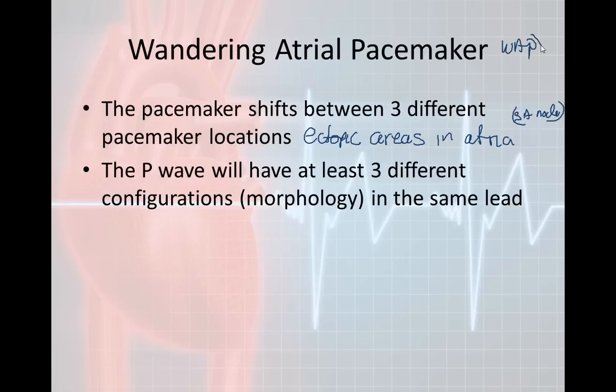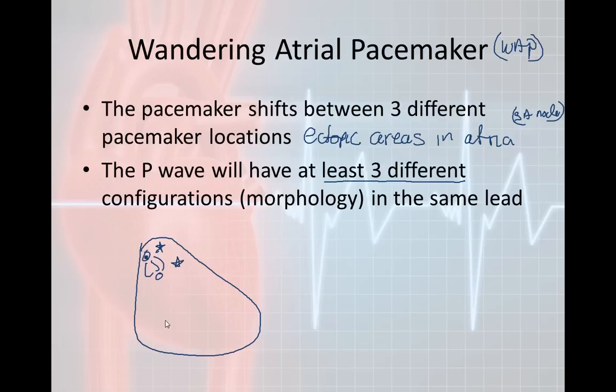What's interesting about this wandering atrial pacer, sometimes abbreviated as WAP, you might see that, is that the P wave will have at least three different morphologies. So you can imagine if you have your heart and you have your SA node up here, you have your internodal pathways and your AV node. If this is one focus that's beating and there's another ectopic focus over here and another ectopic focus over here, you're going to end up getting three different morphologies of P waves.